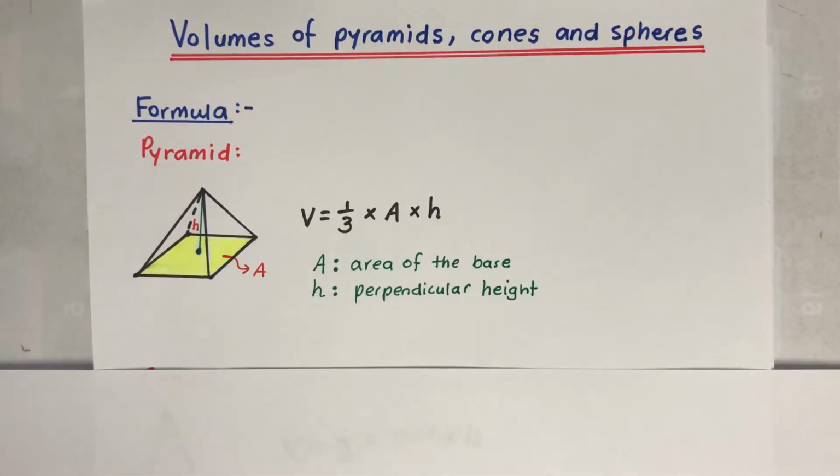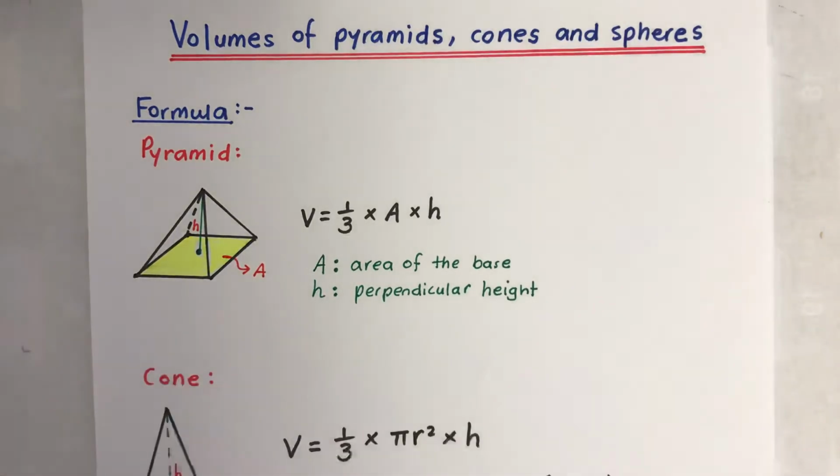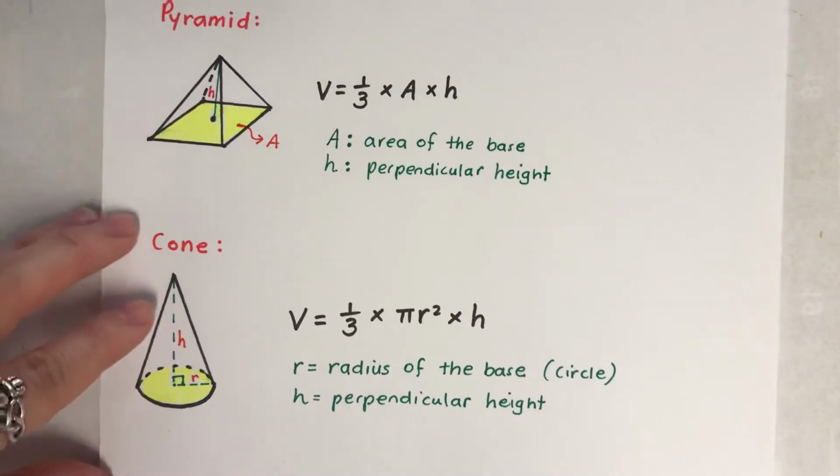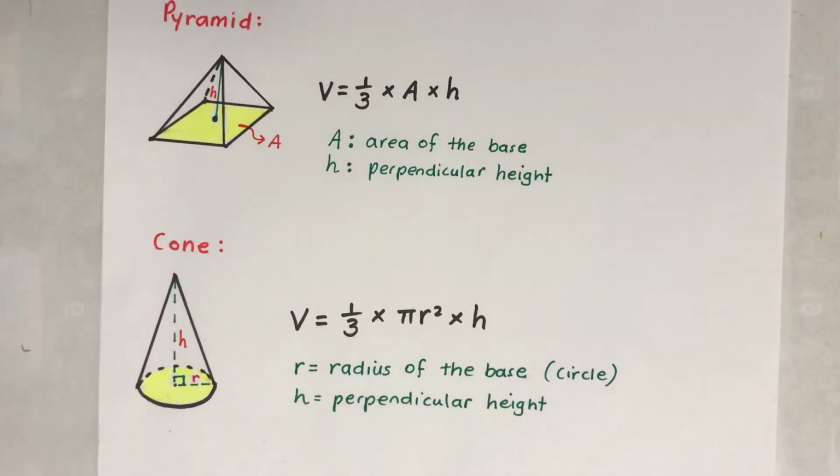So remember that. And it's a 1/3 because it's not like a prism, full prisms. It's a less volume, isn't it? Because it's not completely the same shape all the way through from the top to the bottom, because it's getting smaller. So it's a 1/3. And also cones are the same, 1/3. And the area of the base is a circle, so it's pi r squared, and again times by perpendicular height.